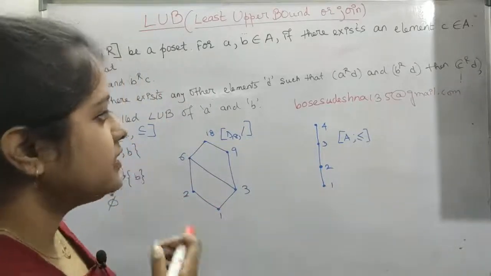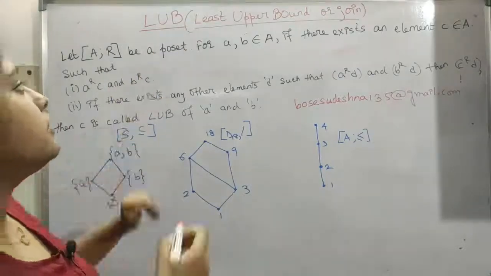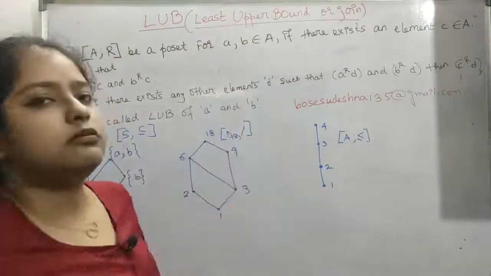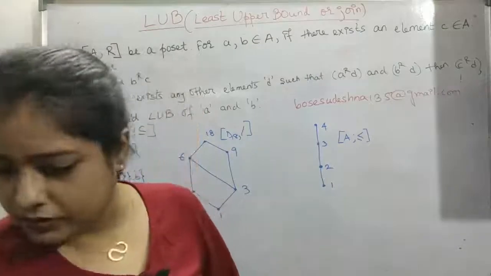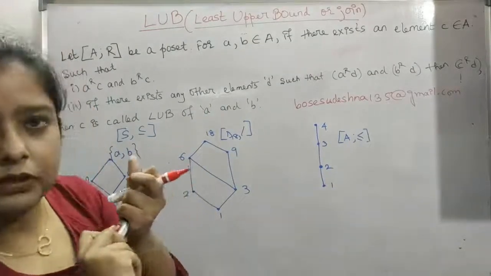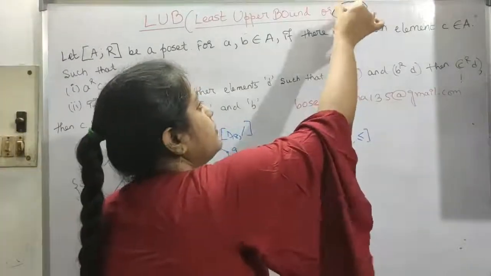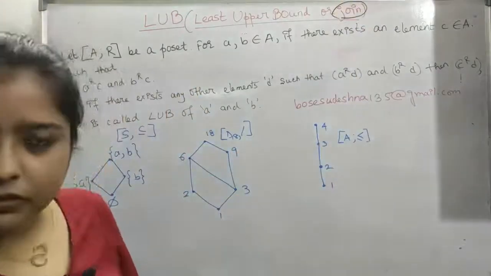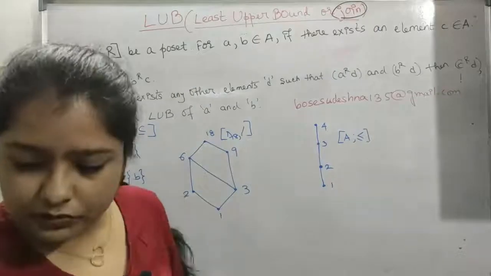So now let's see here LUB. LUB means least upper bound, or it is also called join. It can be used many times, like join in place of LUB. So try to remember this term also. In place of LUB you can use join.